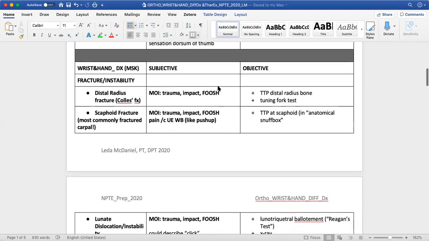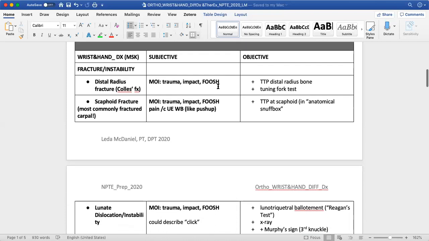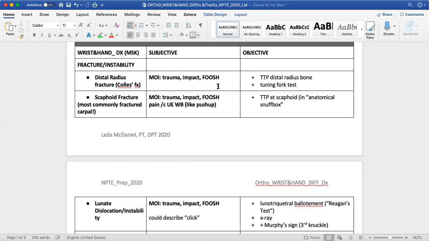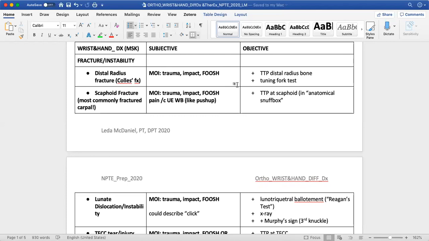Okay. So moving into the more specific diagnoses that we're concerned with in these areas, our fracture and instability category, I'd like to start with one of the most common fractures that we see in the upper extremity, which is the distal radius fracture, or commonly called a Colles fracture. So again, the mechanism is going to be trauma, usually a fall on a hand. Pretty common in older individuals who may be more at risk for these fractures.